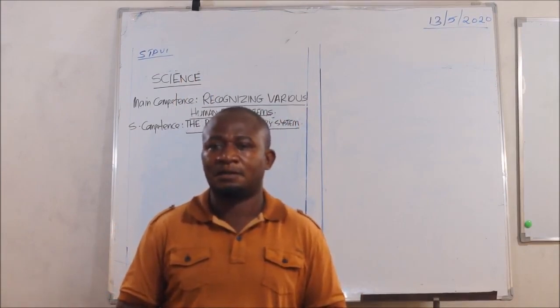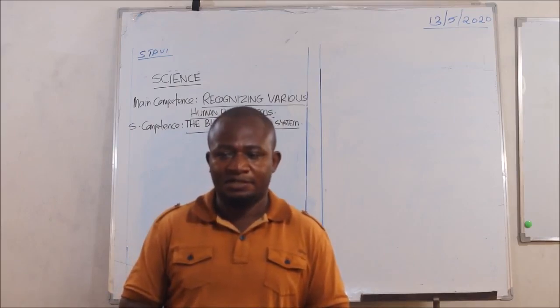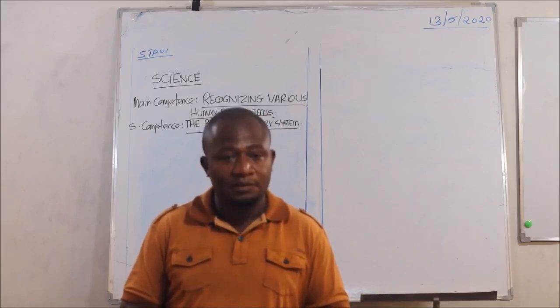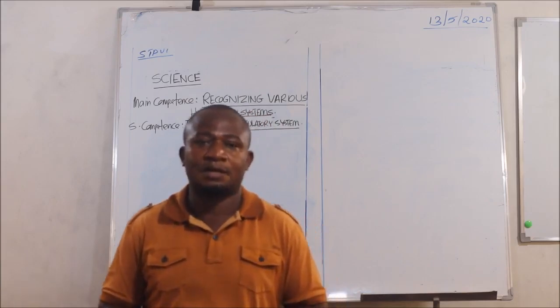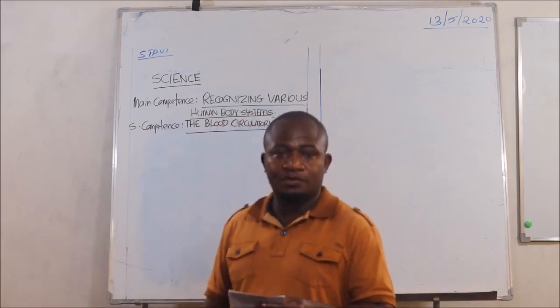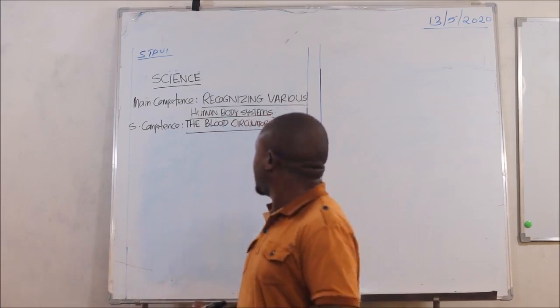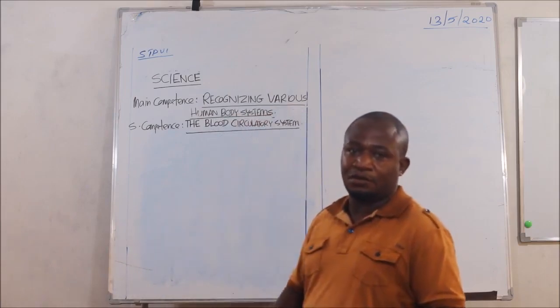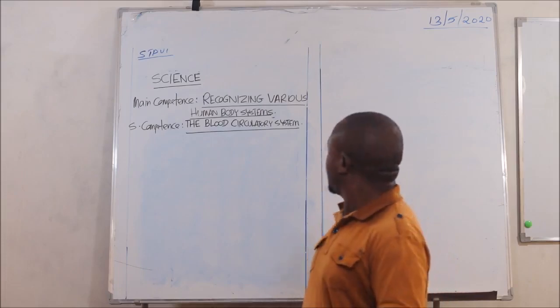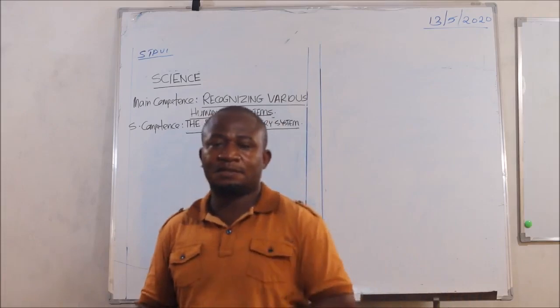As we said, we're doing this through the internet. And today, I'm here to present science. I'm a science teacher, so today I'm going to teach a topic on a competence on recognizing various human body systems. This is Science Class 6.